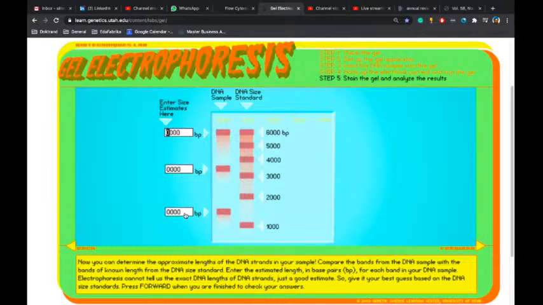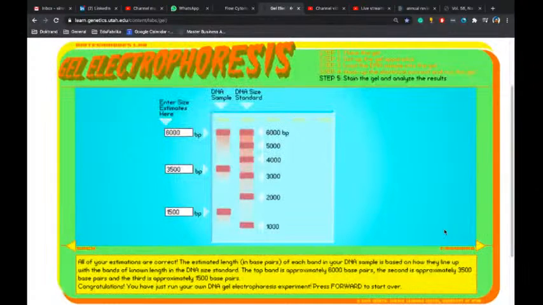So to me it seems around 1500, and this seems 3500, and this seems 6000 base pairs. If it is so, then we click yes, forward. It will tell us. So all of the estimations are correct. So the top band is approximately 6000 base pairs, second is 3500, and the third one is 1500. So we have just run our gel, and so that's it. That's how from the start till end you run your electrophoresis gel.